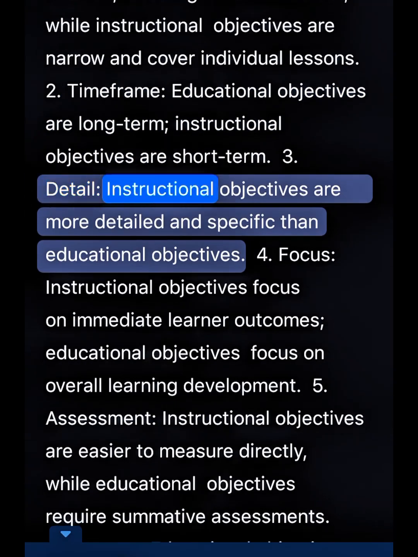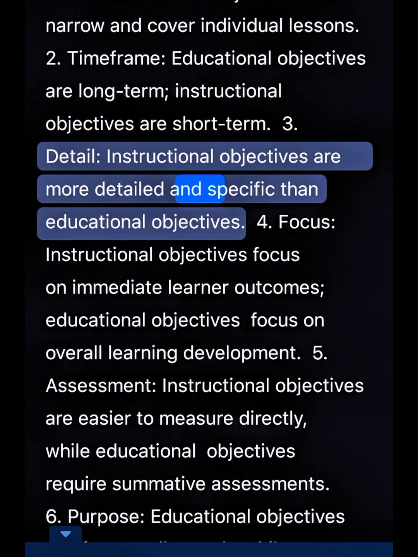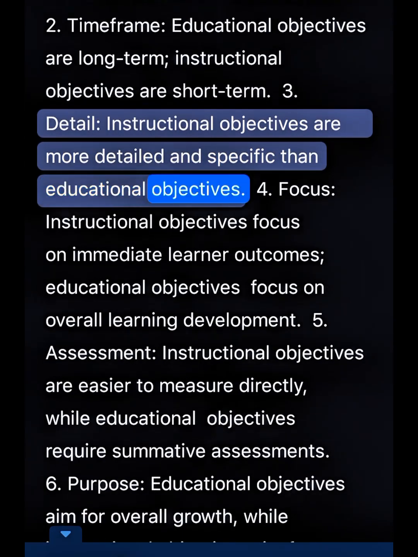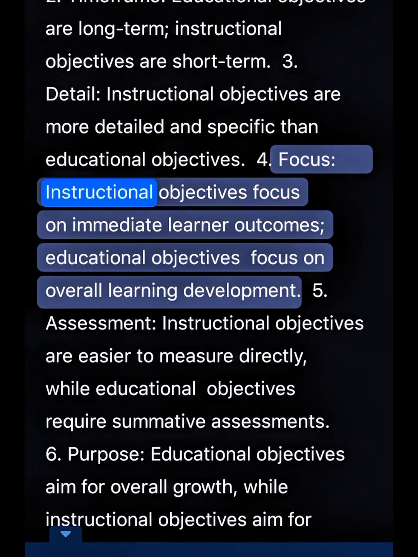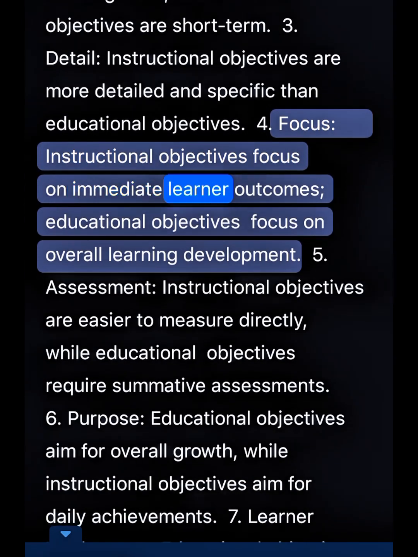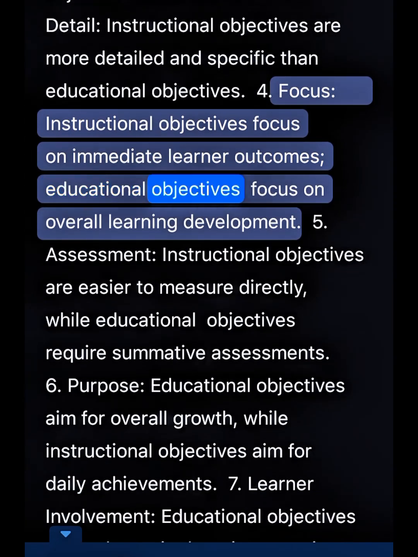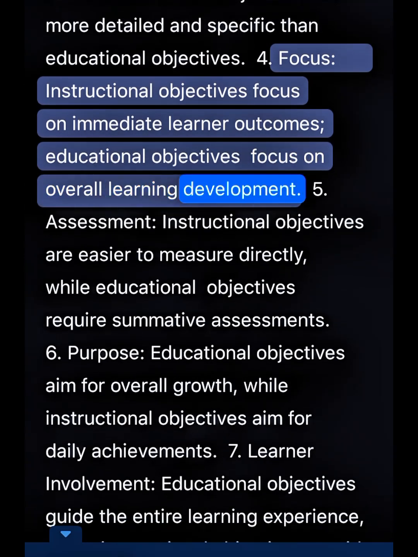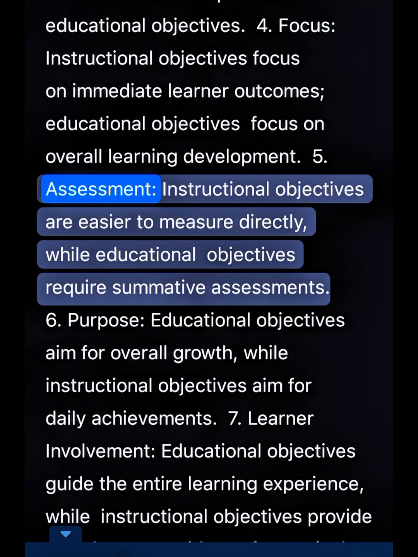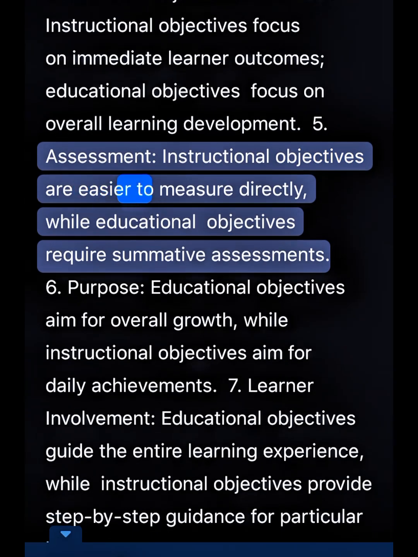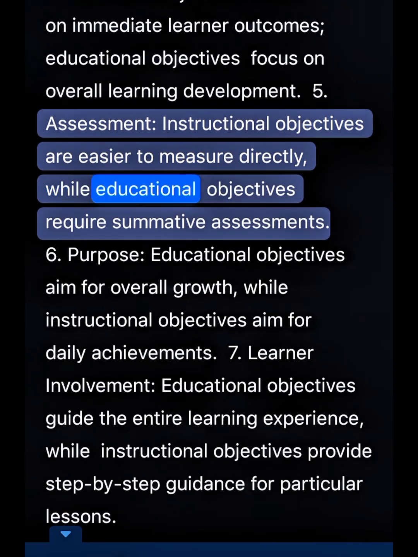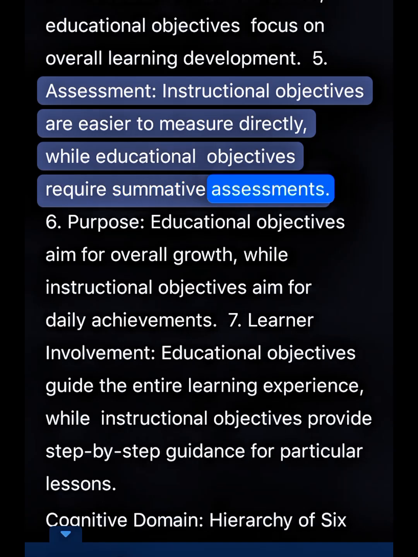3. Detail. Instructional objectives are more detailed and specific than educational objectives. 4. Focus. Instructional objectives focus on immediate learner outcomes. Educational objectives focus on overall learning development. 5. Assessment. Instructional objectives are easier to measure directly, while educational objectives require summative assessments.